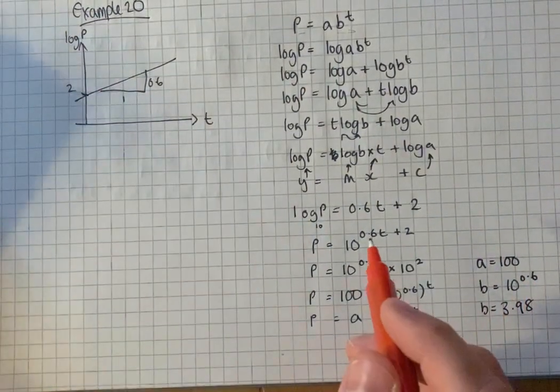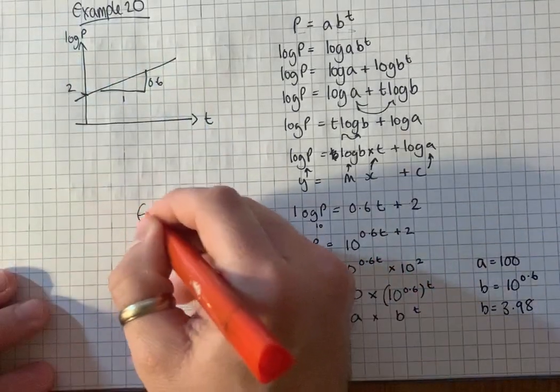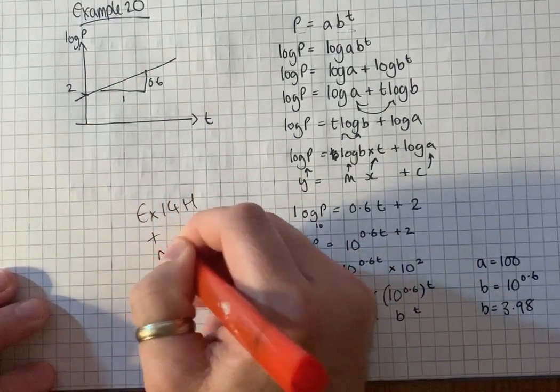Okay, that's all the examples on this chapter done. You can now have a go at exercise 14H plus the mixed exercise.